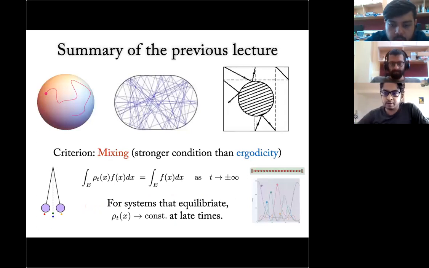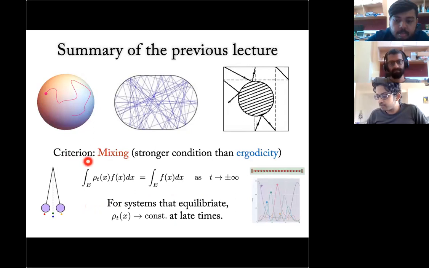Okay, so before I begin, this is a one slide summary of the previous lecture. We mostly discussed classical systems. We fixed the energy. This corresponds to a surface in phase space. And the strongest criterion for thermalization was mixing. And we saw that this implies ergodicity, and it is a stronger condition than ergodicity. This is the basic idea that you start with some initial distribution function, and it diffuses out and forms a uniform distribution at late times. So it becomes a constant at late times.